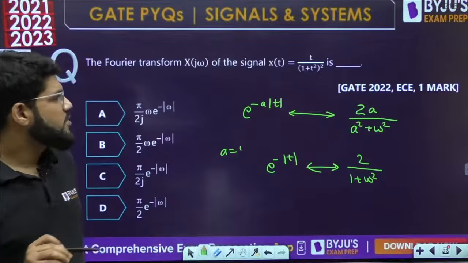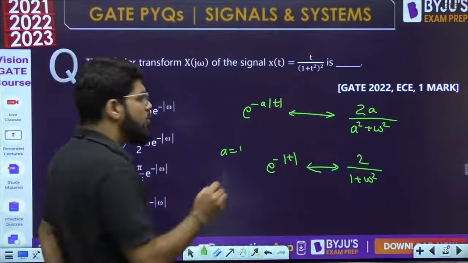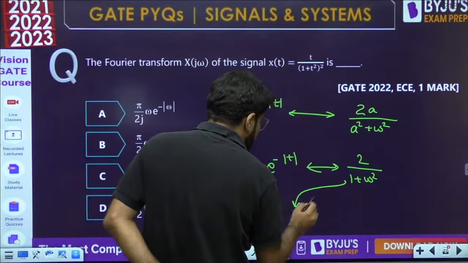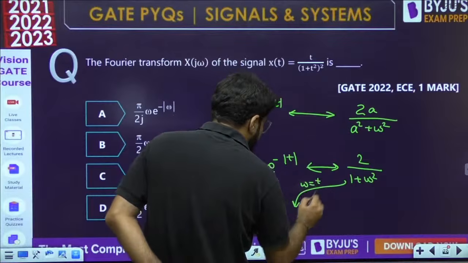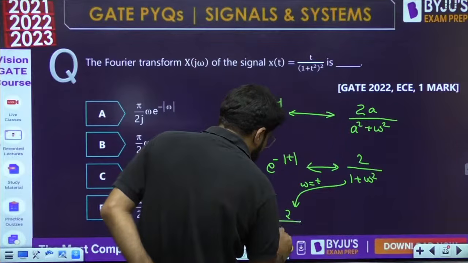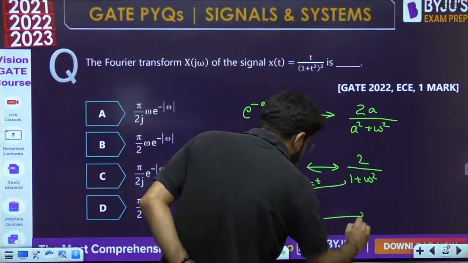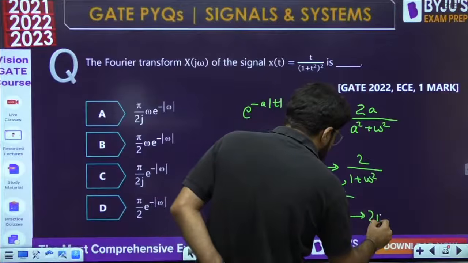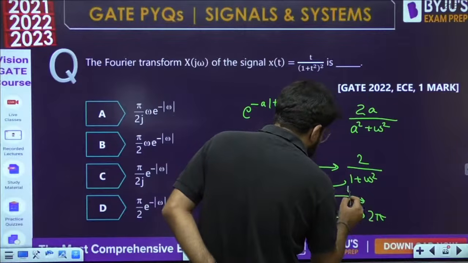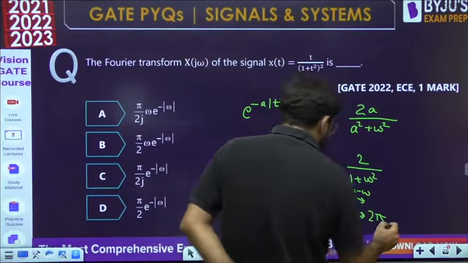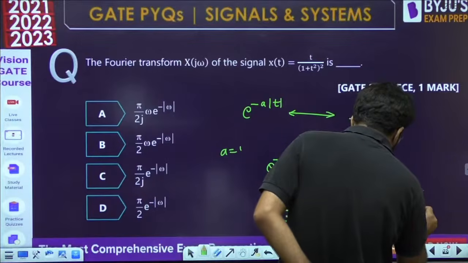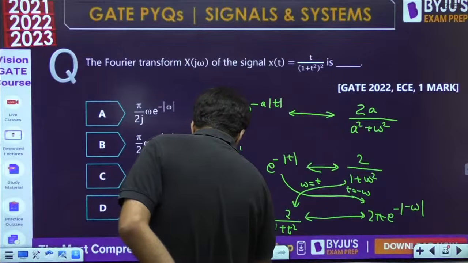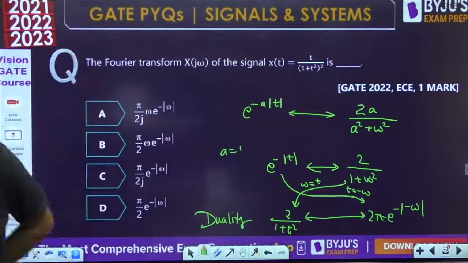How will I come to 1 plus t square? I want to convert the omega function into a time function, and for that I will have to apply duality. Put omega equal to t. It becomes a time function 2 upon 1 plus t square. This should have the Fourier transform equal to 2 pi x of minus omega. Here I substitute t equal to minus omega, and I get e power minus mod minus omega. What I have applied is the duality. Okay?